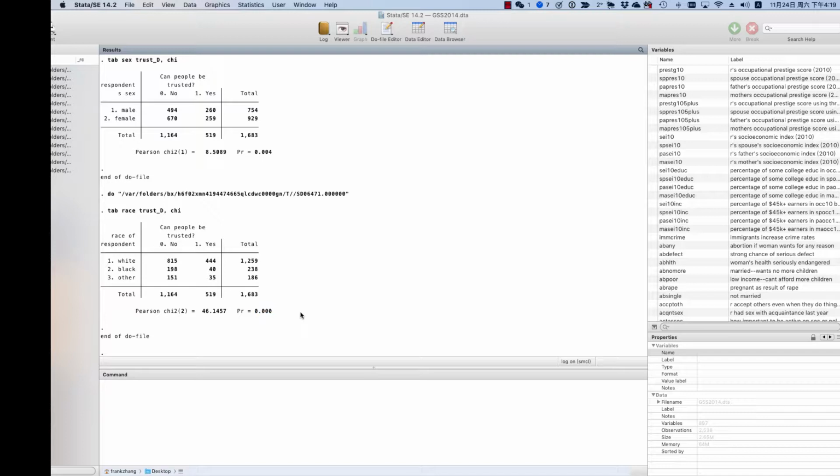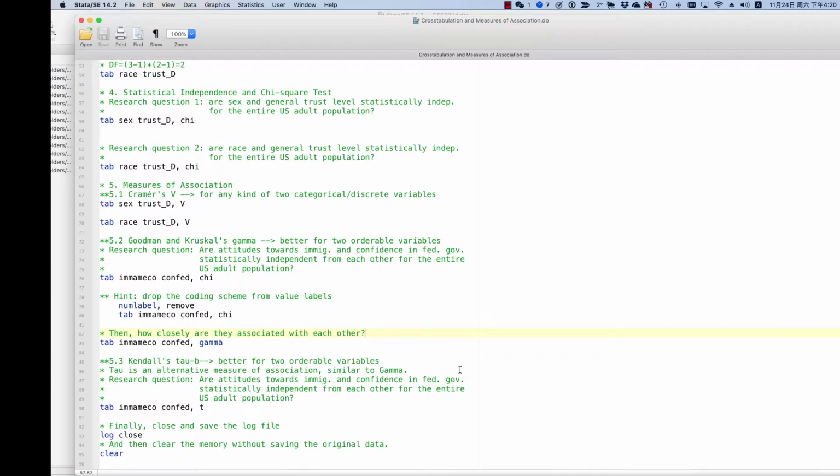So, using the same logic, we can go ahead and reject the null hypothesis. That is to say that for the entire US adult population, it's highly likely that race and general trust level are not statistically independent from each other. This conclusion could be wrong, but the probability of making type 1 error is way much smaller than the threshold of 5%. This is how to read and interpret chi-square test result from Stata.